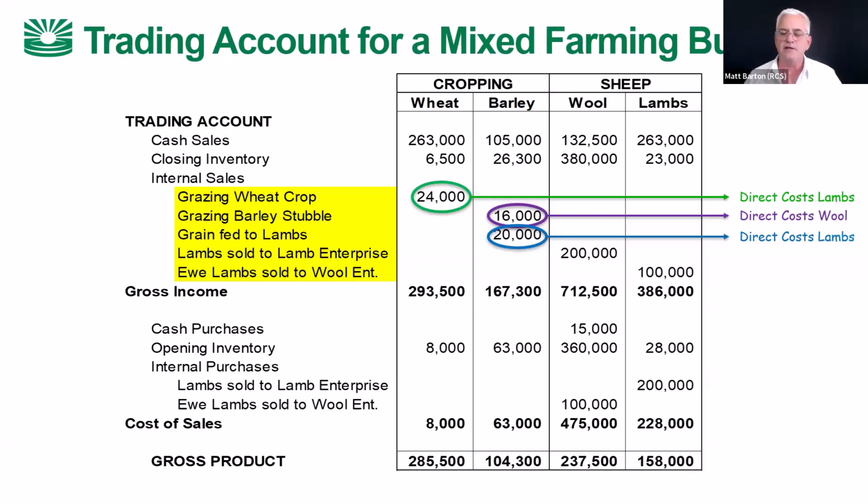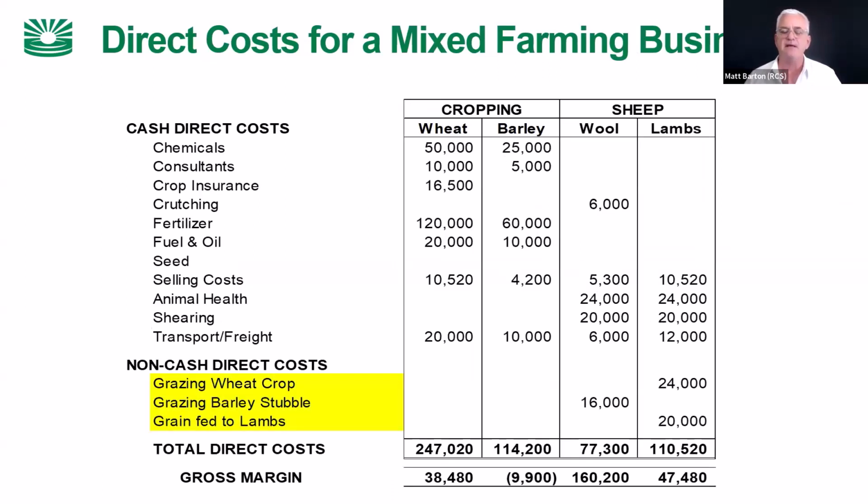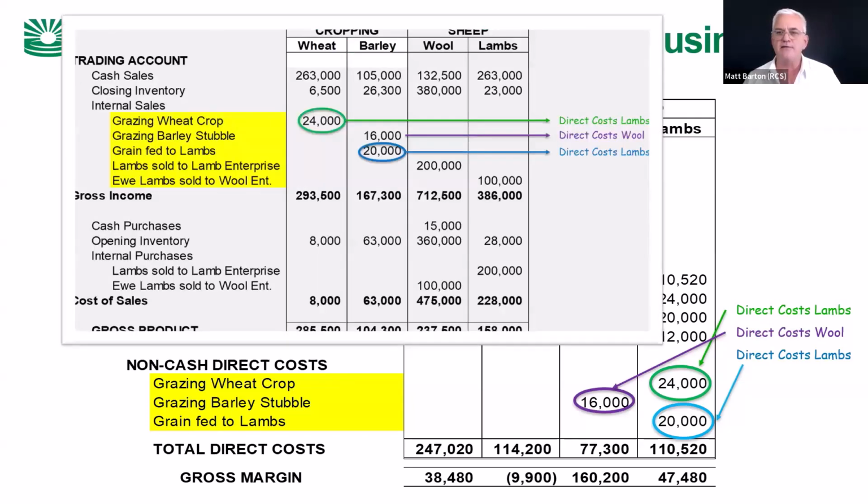Let's go then to the gross margin. And you can see the non-cash direct costs highlighted. They are the transfers that are happening in a grazing system. And we have the $24,000 of the wheat, the barley stubble going to the ewes, and a direct cost of the grain fed to the lambs and the grazing of the wheat crop for the lambs. So you can see that they're transfers in the trading account and they become direct costs in the gross margin.